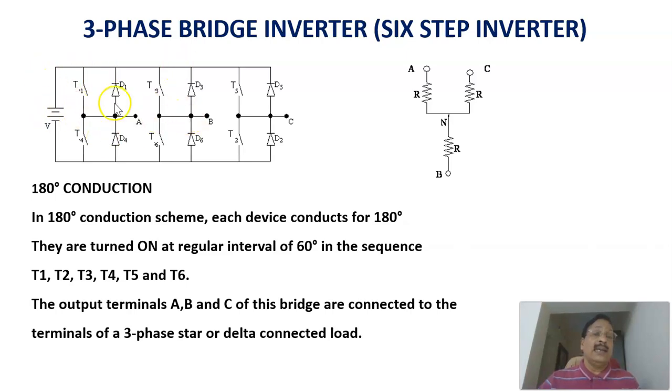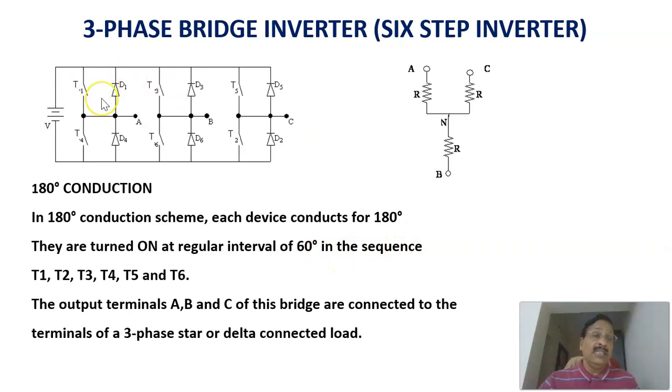There are 3 legs. In each leg there are 2 switches, and across each switch there will be a feedback diode. Therefore, this is a pictorial representation of a 3-phase bridge inverter that converts the DC input voltage into a 3-phase output. There are 2 modes of operation, and here we are considering 180-degree conduction. Each switch is made to conduct for 180 degrees, that is, half the period out of the total 360 degrees. The switches are turned on at regular intervals of 60 degrees each.